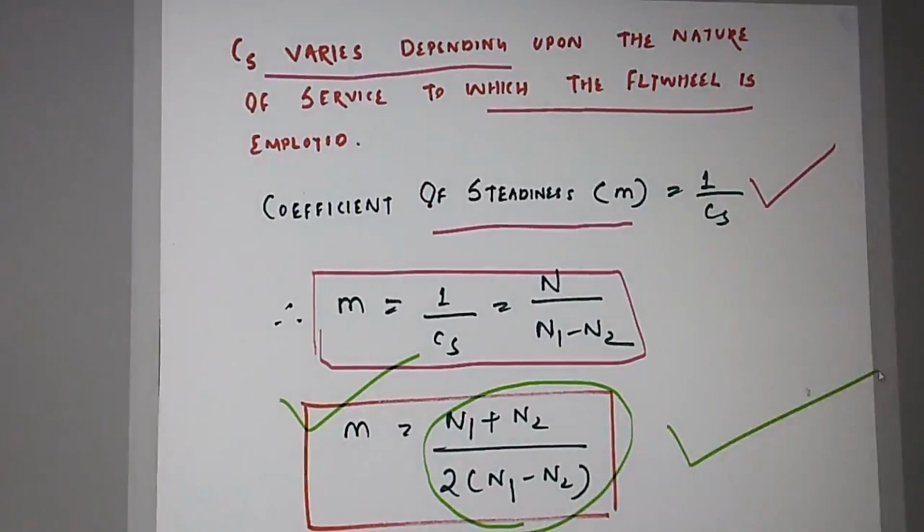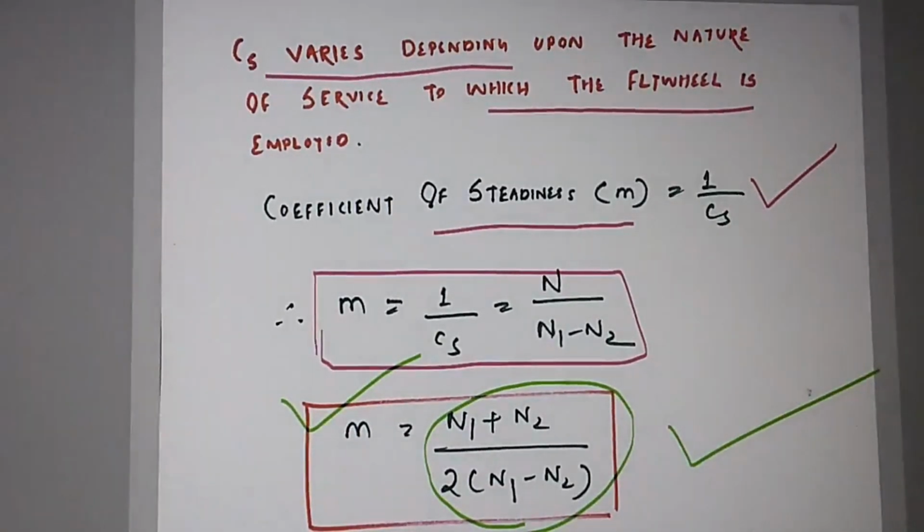Okay, so this is all about the most important terms of the flywheel, which are the most important criteria for the design of the flywheel, that is the coefficient of fluctuation of speed and the coefficient of steadiness.